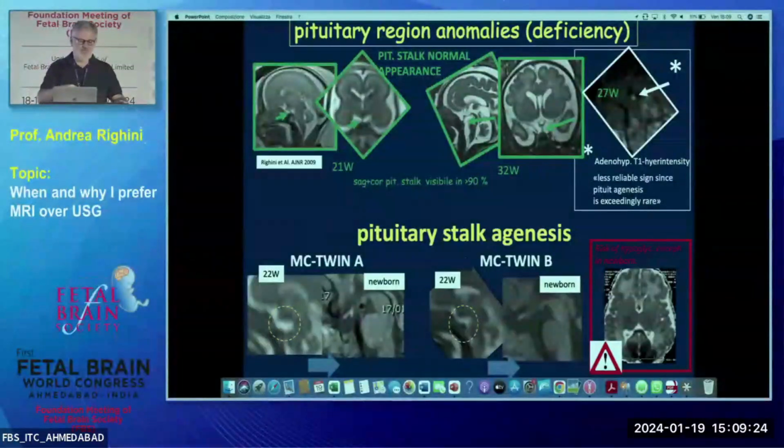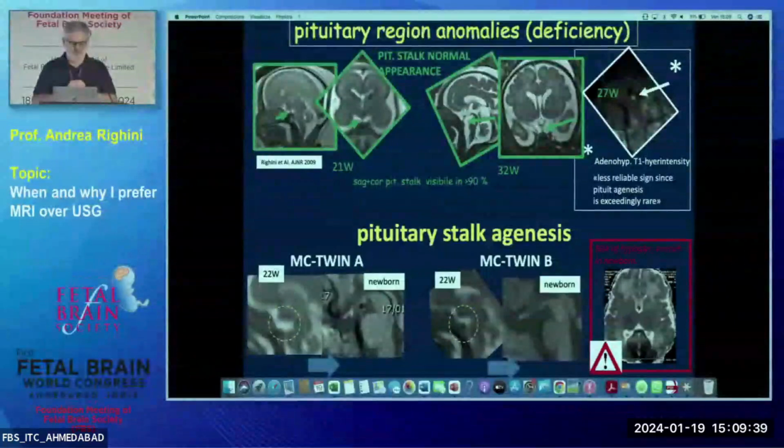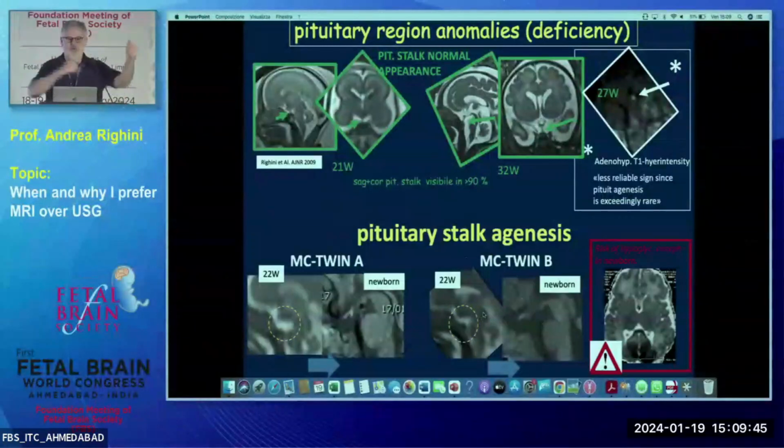So many years ago, we did this paper and now it is much easier. Basically, in multiplanar imaging, you are able to see the stalk with MRI. So you have to look at the stalk routinely. And if the stalk is not there, just by chance, and this is the classic routine you do in monochorionic twin imaging, as many groups do in the world, and you don't see the stalk in both twins, and then they are born, and it's confirmed that the stalk is missing.